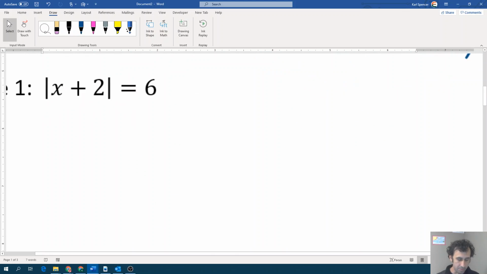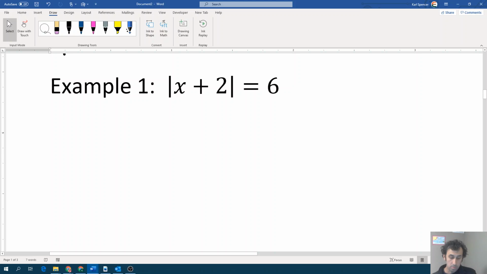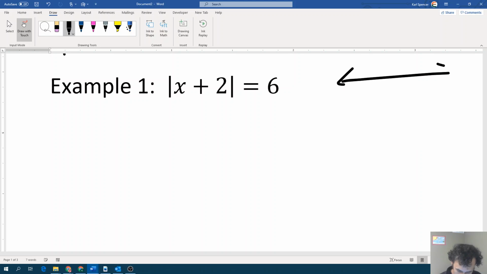So let's look at our first example here. We have the absolute value of x plus 2 equals 6. So we're looking for what numbers are 6 units away from 0. So again, if we're considering that number line, if 0 is in the center, what 2 numbers are 6 units from 0? Well, it's +6 and -6. Those are the 2 numbers that are 6 units away.